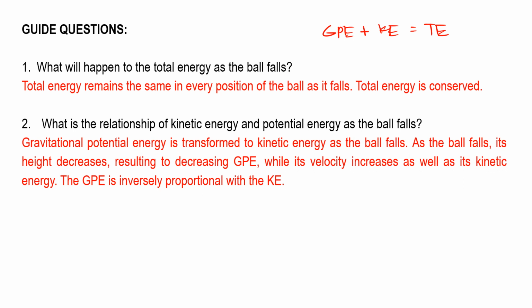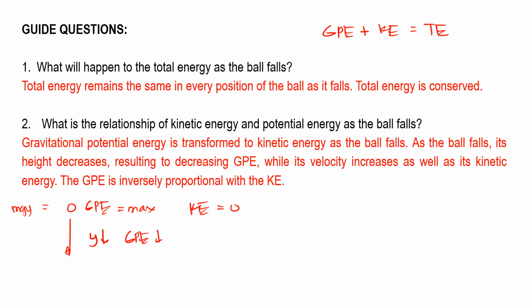And then, what is the relationship of kinetic energy and potential energy as the ball falls? At the maximum height, the GPE is actually at its maximum value, and the kinetic energy at the maximum height is equal to 0 because the ball is at rest. But as the ball falls, the height decreases. Since the formula for the GPE is mgy, the height is directly proportional to the GPE. So GPE will also decrease.